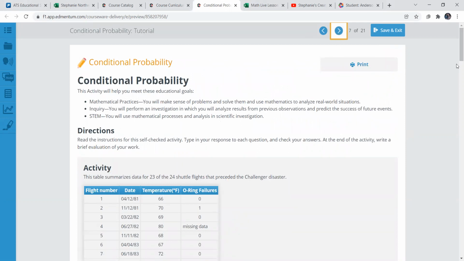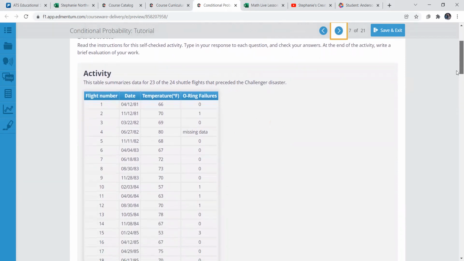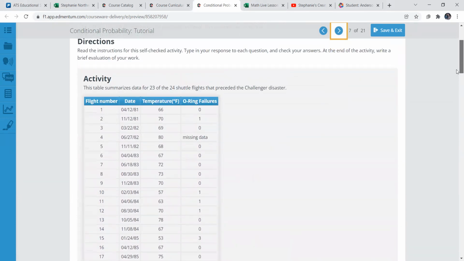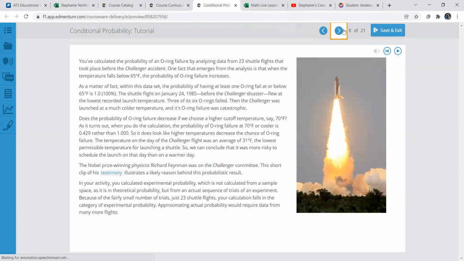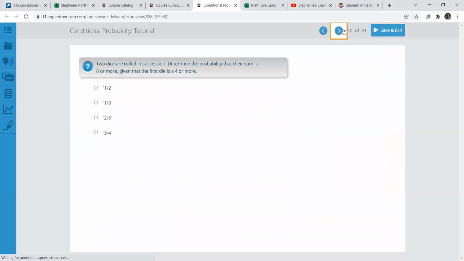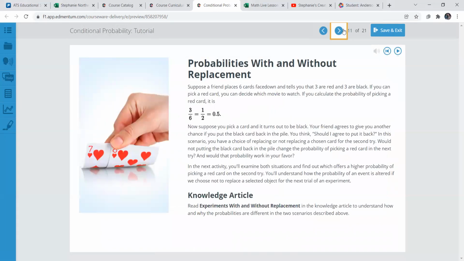So this again talks about the Challenger disaster. It just goes over some things that have happened. Here are some flights, here are some failures. Go to the next page. Okay, we'll go to the next part. Have you answer the questions on your own?